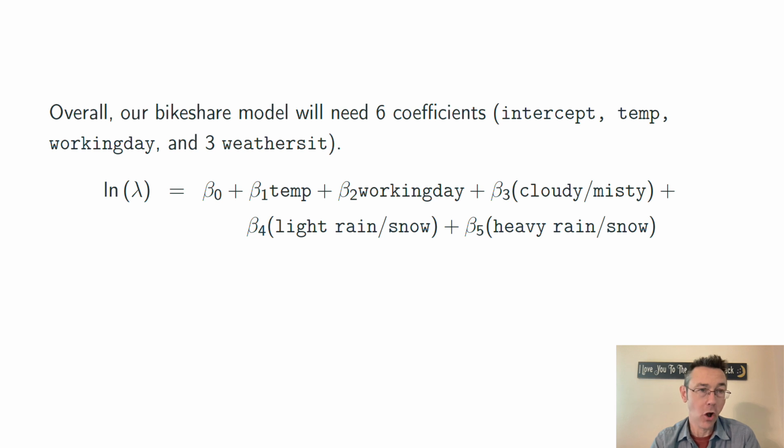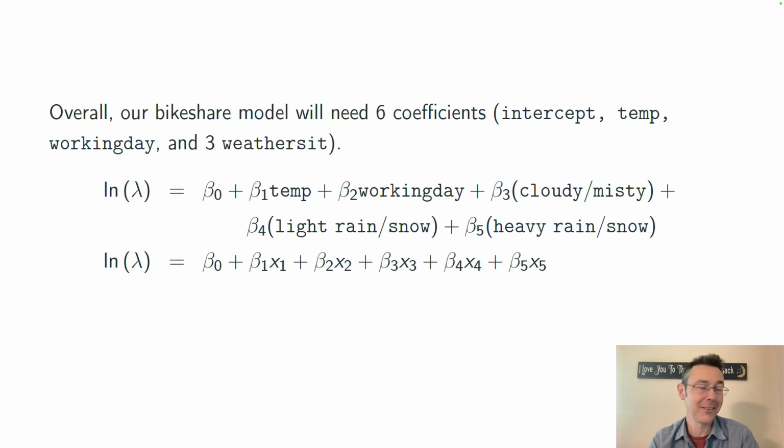The natural log of the expected count, number of bikes being rented that hour, is going to be this linear function that's going to have all 5 of those variables that we just mentioned, as well as an intercept term. And I said I was going to encode those with the variable names x1 up to x5. So here it is written in a slightly more compact fashion.